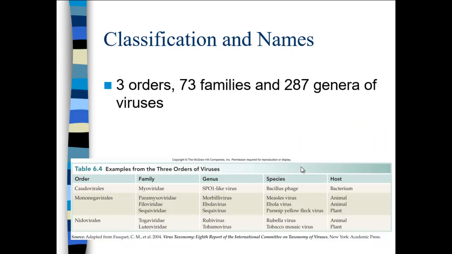Okay. In viruses, there are 3 orders. There are 73 families, and there are 287 genera. Okay. And so the orders are Caudovirales, Mononegavirales, Nidovirales, and you should know the different hosts that are associated with these different orders. Caudovirales are bacterial viruses, so these are bacteriophage. Mononegavirales and Nidovirales include plant and human variants.